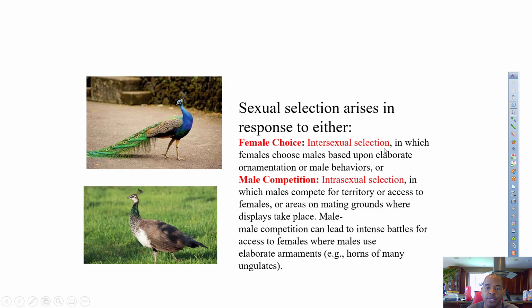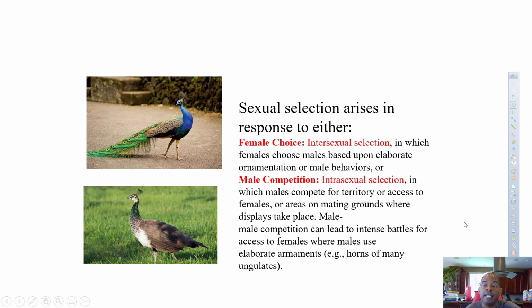So intersexual is where the male and the female interact, and the male competes for the female's attention. And intrasexual, within the same sex, is where the males compete with each other. So you'll see bighorn sheep, you mentioned this, Mac, banging heads in order to prove that they're the strongest, most virile, and have the greatest vigor, and then they'll get the opportunity to reproduce and pass on their offspring. Okay, so that's sexual selection.